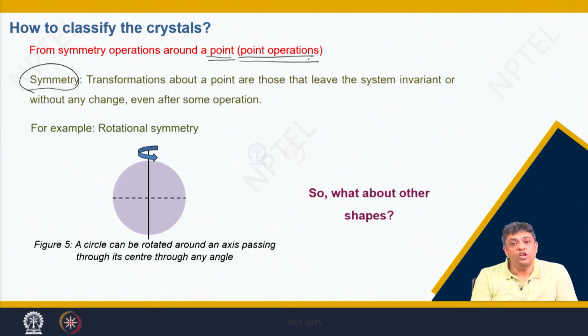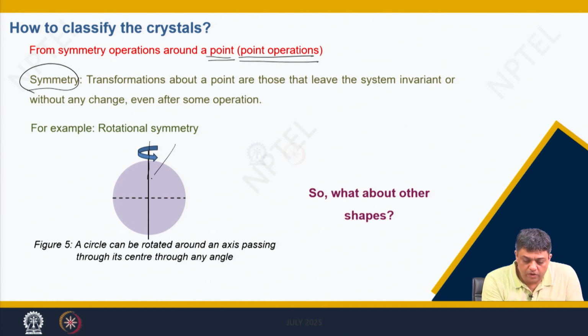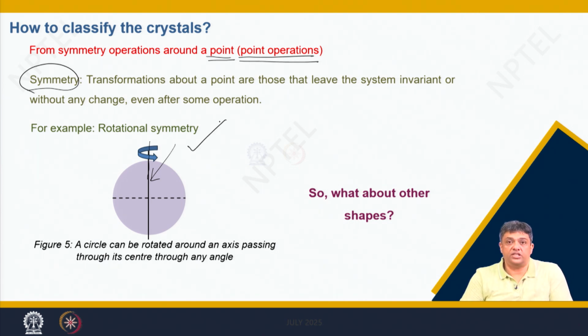And then you have translational is given by one aspect, and then rotational is given by another aspect, and that is around an axis. In this case, the axis is given here, and you rotate around this axis, and that gives you rotational symmetry. So, a circle, for example, can be rotated around an axis passing through its center through any angle, and then you will get back the circle.